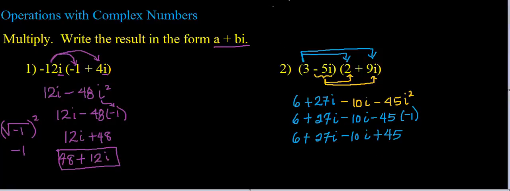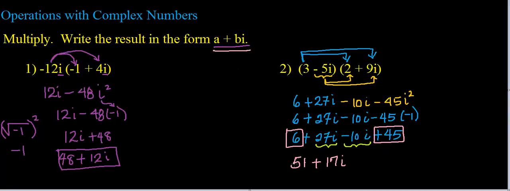Okay, now I'm ready to combine like terms. I'm going to take this real part, and I'm going to add it to this real part. Numbers with numbers. 6 plus 45, that gives you 51. And then I'm going to take the imaginary parts, which is 27i minus 10i. That's going to give you positive 17i, plus 17i. I check and make sure that my answer is written in the proper form. Real part in front, imaginary part in the back, and there you have your final answer.